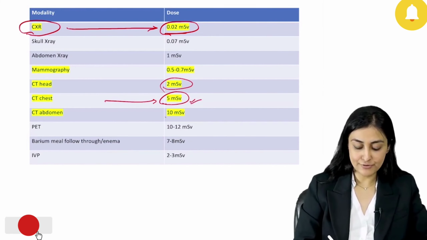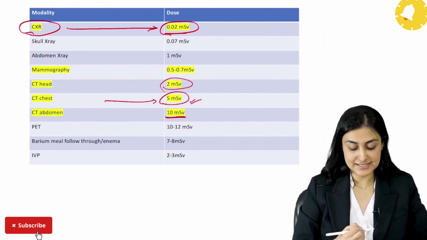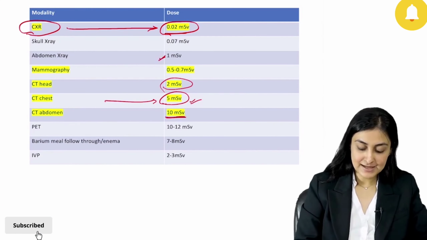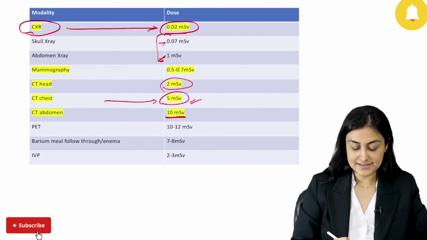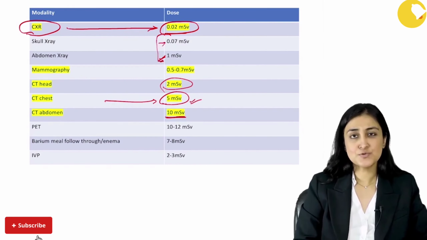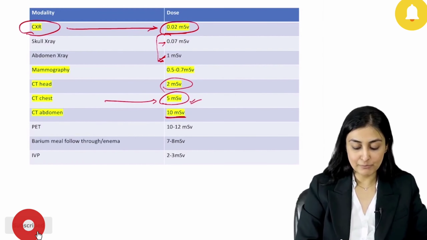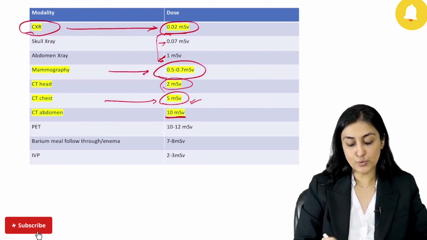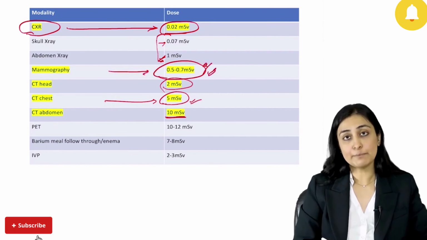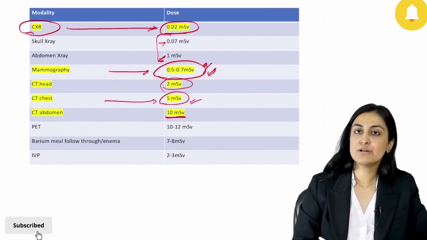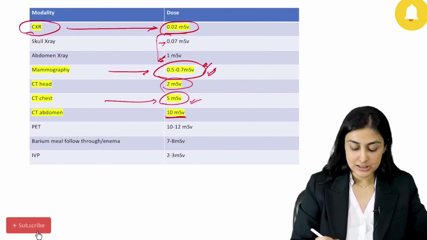So CT chest 5, whereas CT abdomen will be 10 millisieverts. Abdominal X-ray has a lot of radiation as compared to chest X-ray. So does a skull X-ray. Okay, so these are two values which you need not remember. The ones which are highlighted are important. And remember, mammography is 0.5 to 0.7. This is also something which is important. Okay, so a mammography has 0.5 to 0.7 millisievert radiation.